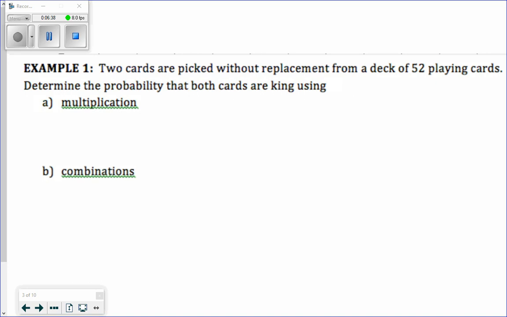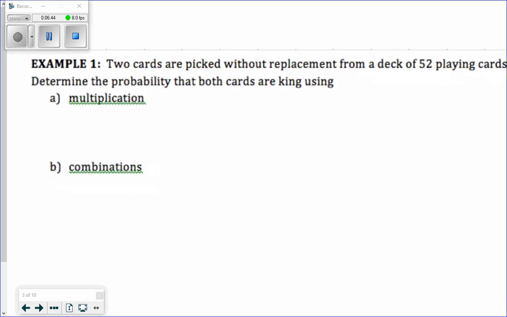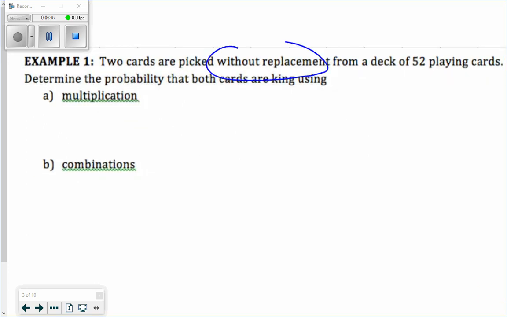Okay, so it says 2 cards are picked without replacement. You're going to pick 2 cards. So again, do you know what that means? It means you're going to take the first card, lay it on the table, and you're not going to put it back in the deck. Determine the probability that both cards are kings. So it doesn't matter how you do this question. You can do it exactly like what we've always been doing. So both cards are kings. So the first is a king and the second is a king.